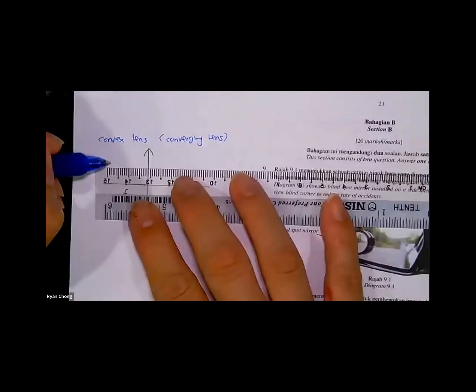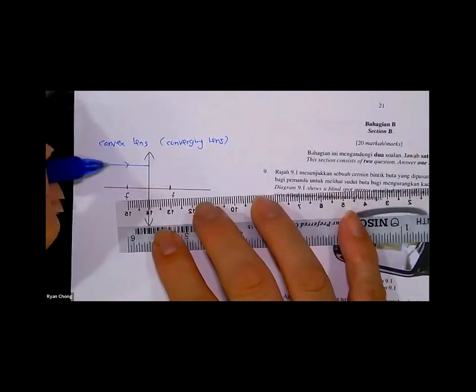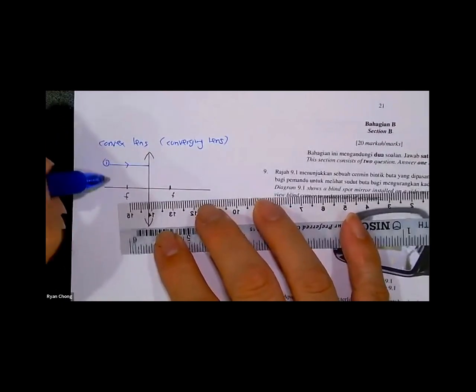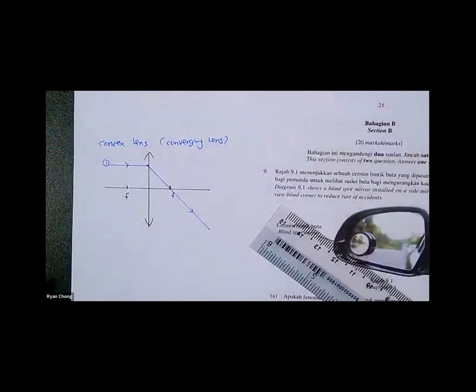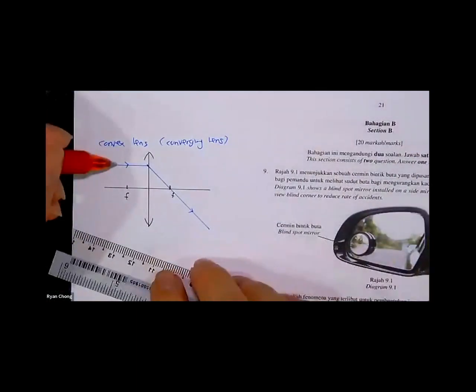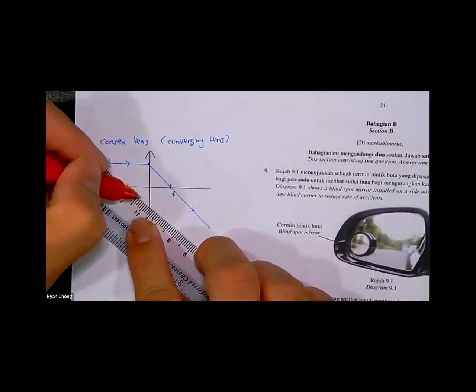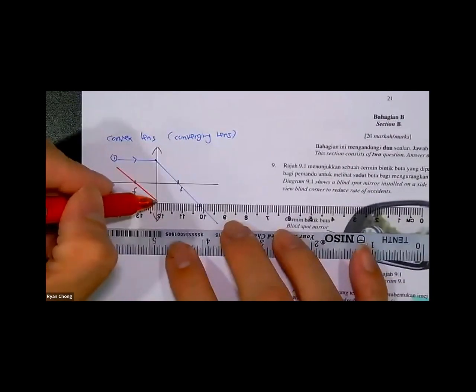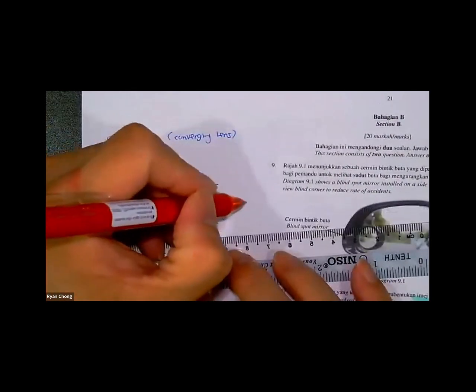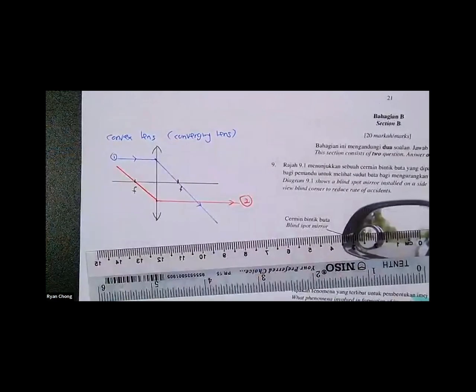Line 1 goes parallel with the principal axis and then goes through the focal point. This is line 1. Then line 2 is the reverse of line 1. Go through the focal point first, and then only become a parallel line. This is line 2, right?